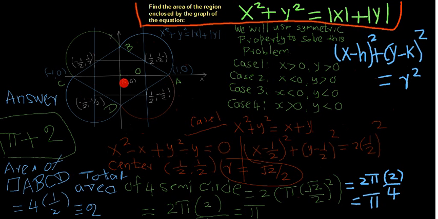But we have something in the middle, this square. To find the area of the square, the easiest way is to find the area of this right angle triangle. They're all going to be the same. The area of this one is 1/2 times 1 times 1, that's 1/2. You have 4 of those, 1/2 times 4, that's going to be 2. So the area of the square is 2, and the total area of the 4 semicircles is pi, so the answer is pi plus 2.